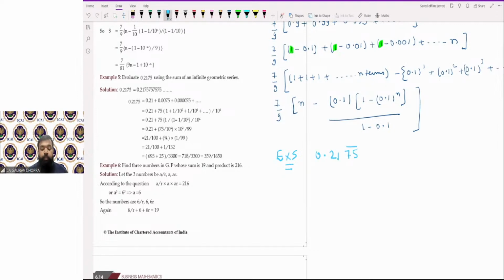0.2175 and bar is on 75. इसका क्या मतलब होता है, जब भी जिस नंबर पे बार होता है वो नंबर कंटिन्यूसली बार बार आएंगे, रिपीट. ठीक है, जिस पे बार है वो नंबर बार बार आए. Understood. So 2175 75 75 and so on. तो जिस नंबर पे बार है वो नंबर बार बार आए.